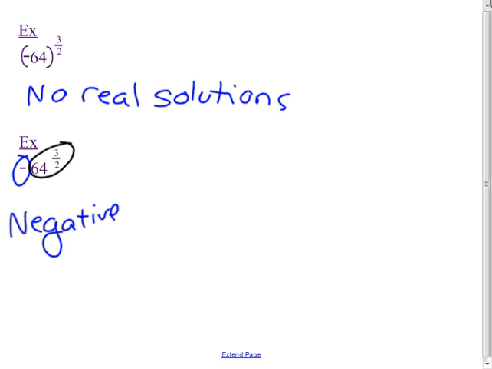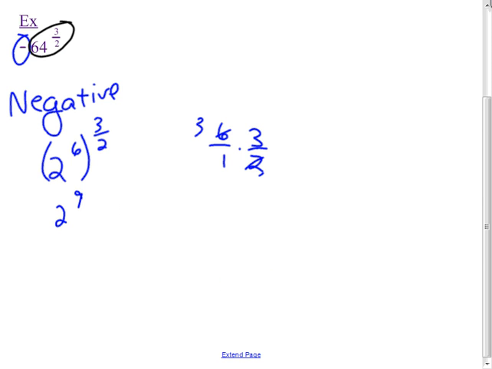It's the opposite. So rewriting 64 just like before: 2 to the 6th to the 3/2, power to power and multiply. So 6 over 1 times 3 over 2 gives me 2 to the ninth. And I know it's negative. And 2 to the ninth is just 512. Okay, so that's breaking down having that base negative.